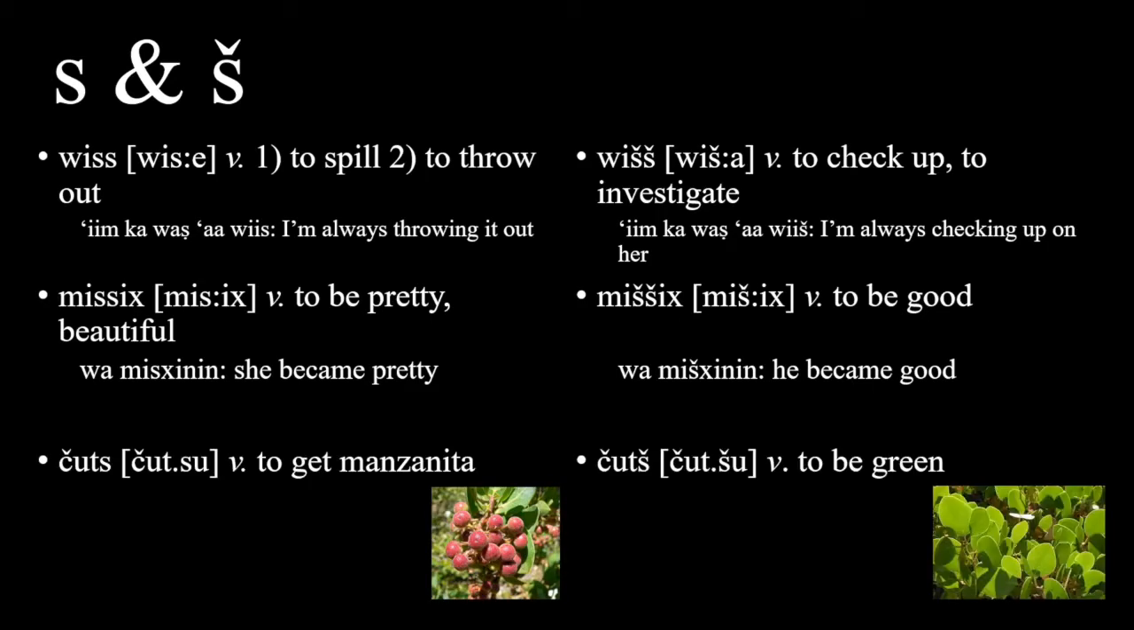That's another example. Another one that comes up is chuts. Chuts means to get manzanita, a kind of plant. But chutus is the noun, manzanita. Chuts means to get manzanita. So you can say chutsust is a manzanita gatherer, someone who grows it or gets it. There's also chutsh. Chutsh means to be green. Sometimes it shows up as chutk also, but chutsh means to be green. Chutshusht, green.